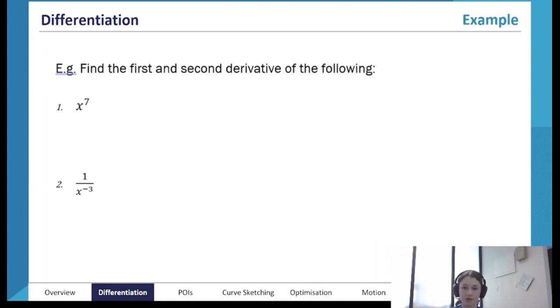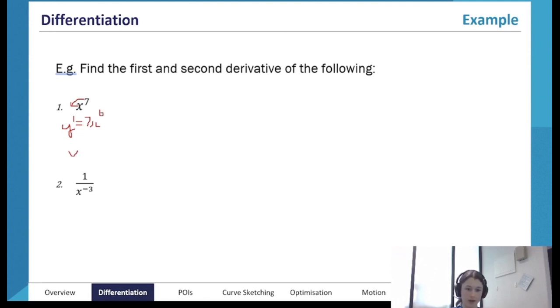Okay, now we're getting onto some examples of finding the second derivative. So, in the first example here, we have the function x to the power 7. We need to find the first derivative. So remember for the first derivative, we're just going to use our power rule. We're going to take the power out the front and decrease the new power by 1.